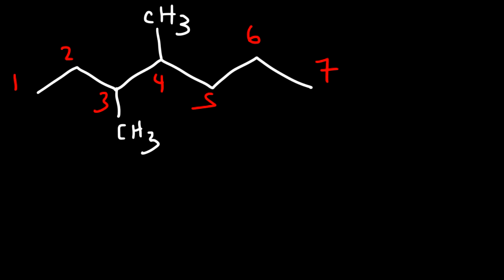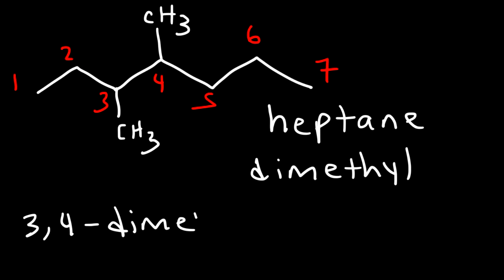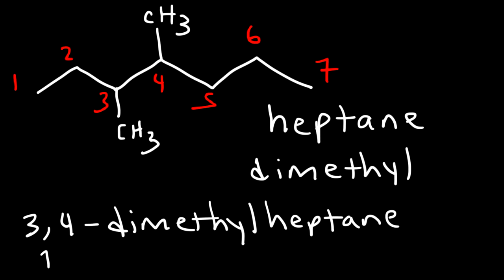So we have a 7-carbon parent chain, and so it's going to be called heptane. And we have 2 methyl groups, so it's going to be dimethyl because we have 2 of them, and they're located on 3 and 4. So it's going to be 3,4-dimethylheptane. You should use a comma to separate numbers, and use a hyphen to separate a number and a letter when naming alkanes using IUPAC nomenclature.